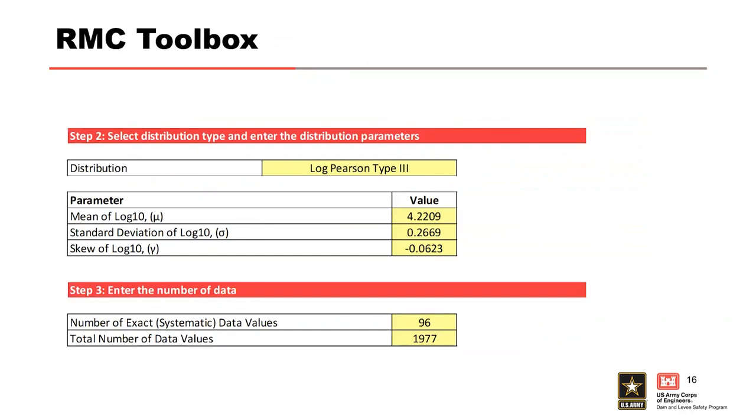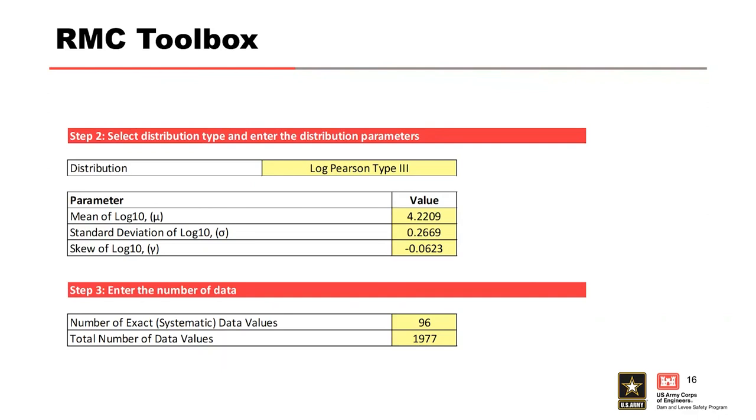Okay. We select a distribution and enter the distribution parameters for our frequency curve. And these values are the posterior mode values. So we've already worked with BestFit a little bit. And those posterior mode parameters, the mean, standard deviation and skew for the posterior mode, are what you're going to plug in here. Okay. In step three, we can enter the number of systematic record length.